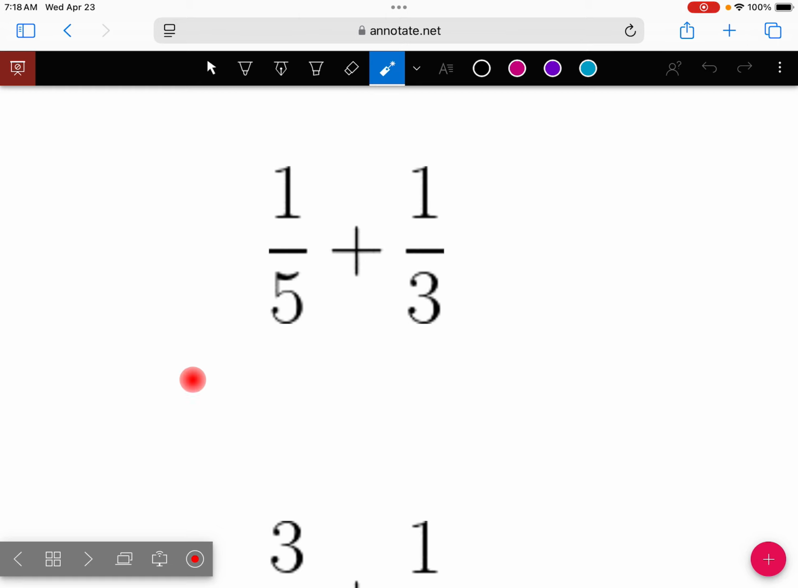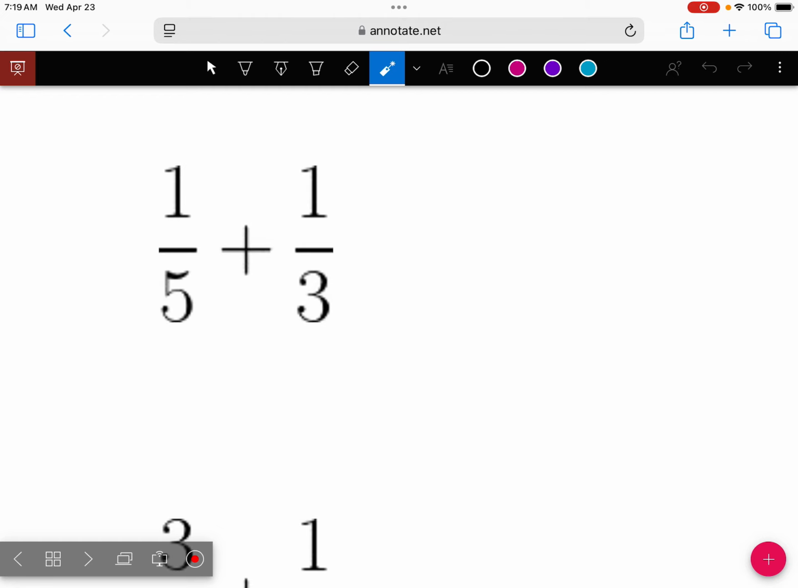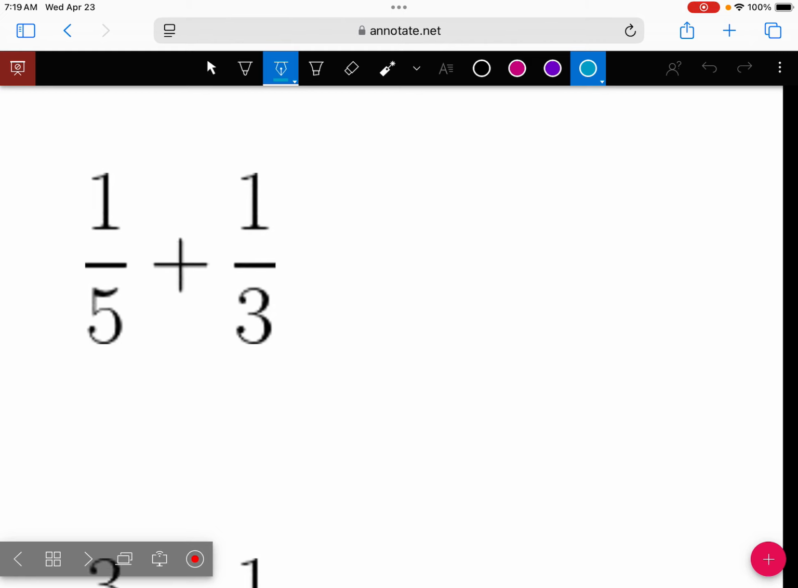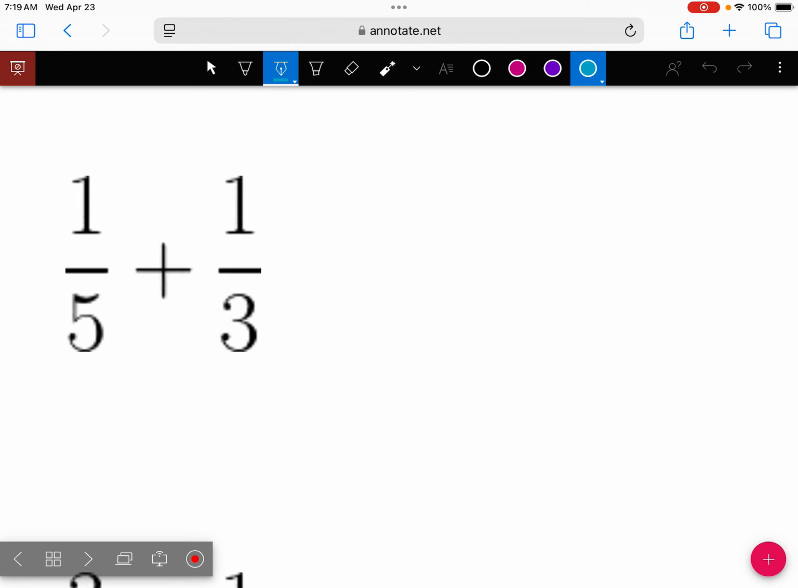So think about if we had 1/5 plus 1/3. What would we need to have in order for them to be able to be added together? Common denominator. What is the denominator going to be? 15. It needs to be the product of both pieces. So our least common denominator is going to be 15.